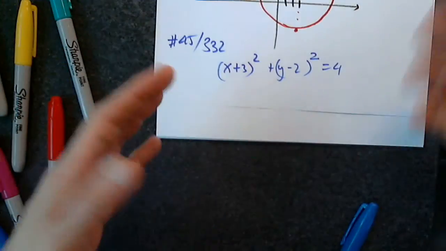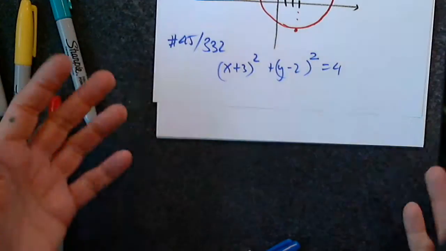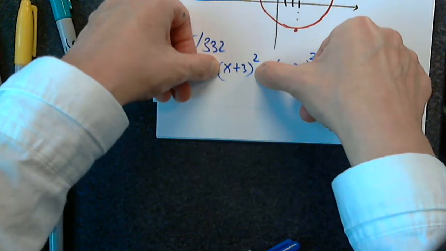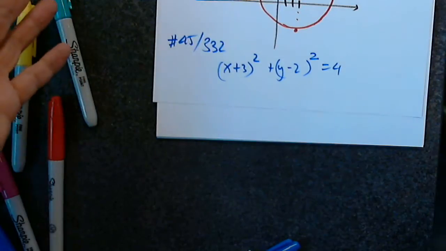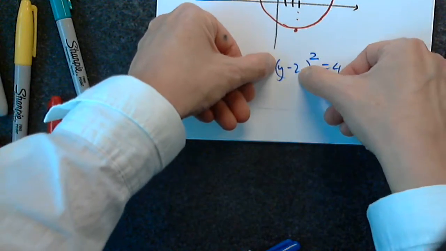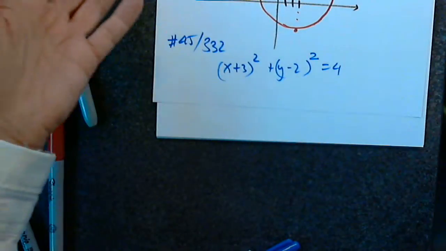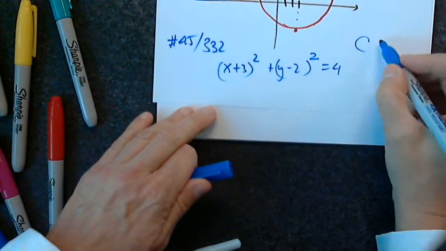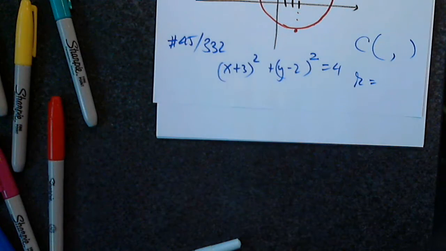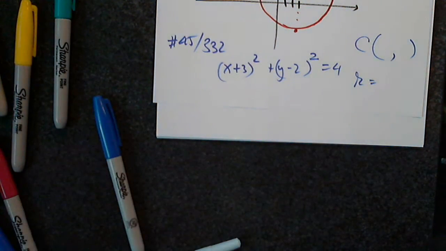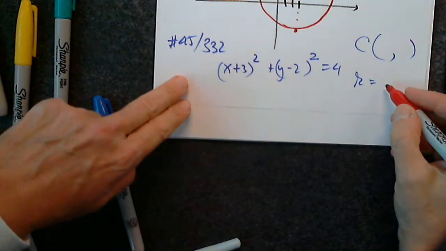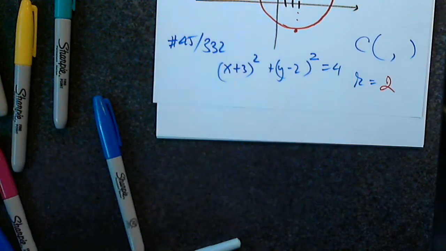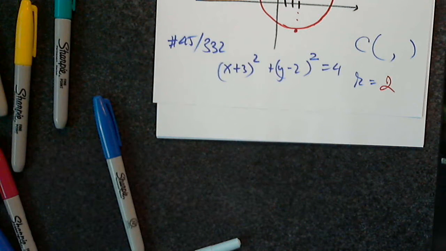Okay, so let's see if those characteristics are fulfilled. Here, yes, 1 in front, x plus or minus a number squared, no other x anywhere else, y plus or minus a number, no other y squared anywhere else, and this is a positive number. So they want us to identify the center and identify the radius. The easiest thing to start with is to find the radius, which is very good, because 2 squared is 4. Very good. So now what will be the center?